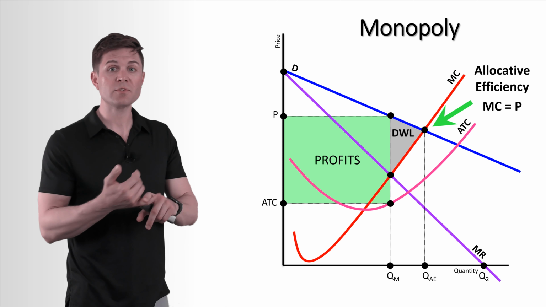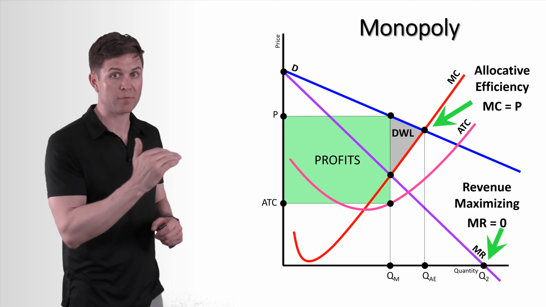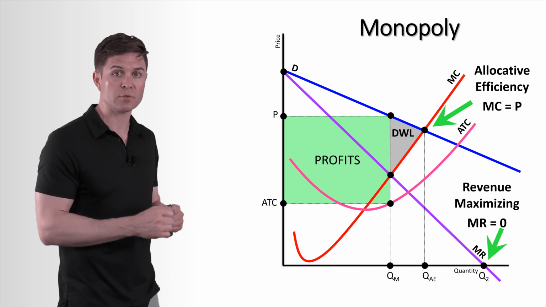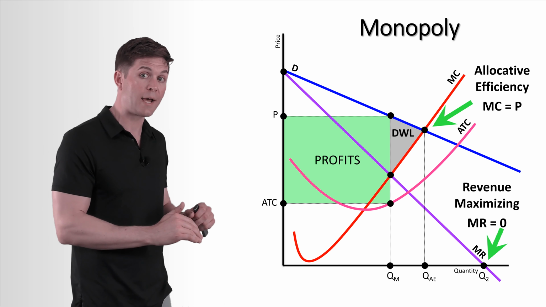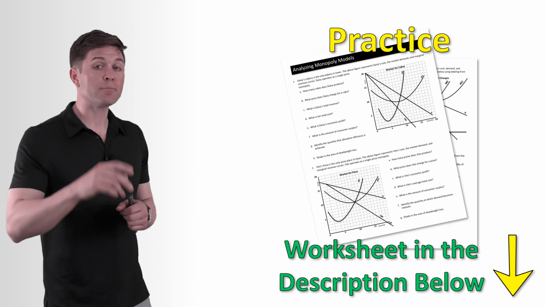Now, the other point of interest, where the marginal revenue curve intersects zero, or marginal revenue equals zero, this is revenue maximizing. Anything beyond that, the demand curve is going to be inelastic and total revenue will go down as we drop price. All right, guys, that about sums it up for single price monopolies.